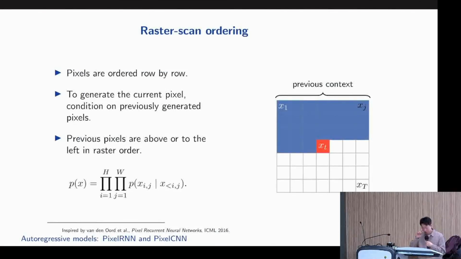Okay, so how does it work more specifically? Pixels are ordered row by row in a raster scan ordering, and to generate the current pixel xt, you condition on all the previously generated pixels. Previous is defined by the prefixed ordering among the random variables. So we decided to go raster scan. So everything previous is all these guys here. Previous pixels are above or to the left in the raster order. So the data likelihood is basically p of xij given all the past.